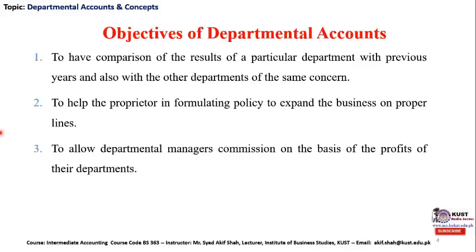The third objective could be to allow departmental managers commission on the basis of the profit of their department. Let's suppose the company has three departments A, B, and C. If department A is prospering and performing better in comparison to departments B and C, then the top management may grant extra commission and bonuses to the manager of department A. Such policies motivate the other departments' managers as well to outperform in profits.